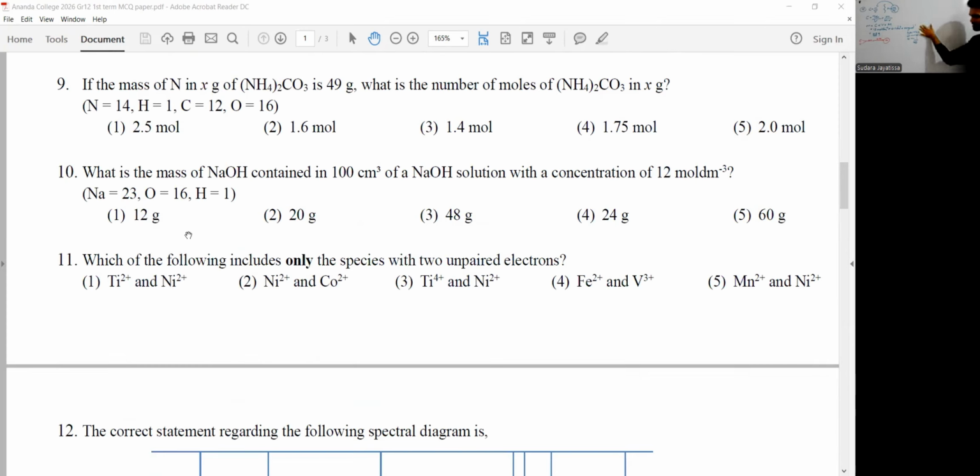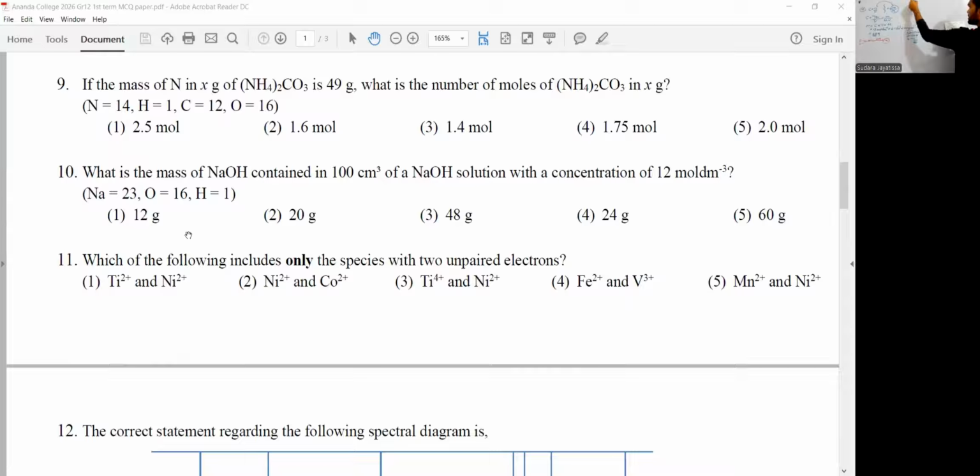Then we are going to the 11th question. Which of the following includes only the species with 2 unpaired electrons? Species with 2 unpaired electrons. So I'll put the answers here.